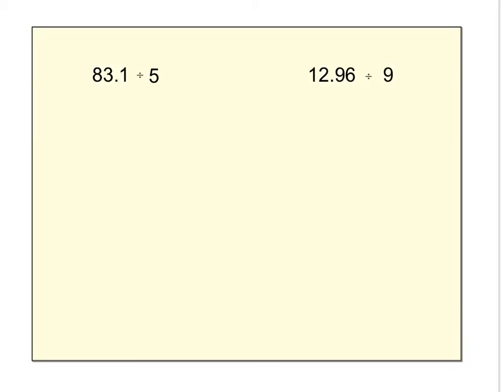So first of all, we have 83 1/10 divided by 5. This is when we're dividing by a whole number. This is entirely different than the next slide when we're dividing by a decimal, so don't skip anything. First of all, you're going to set it up with long division, so the first number goes inside of the division symbol, and the second number goes on the outside. Common mistake is to flip those around.